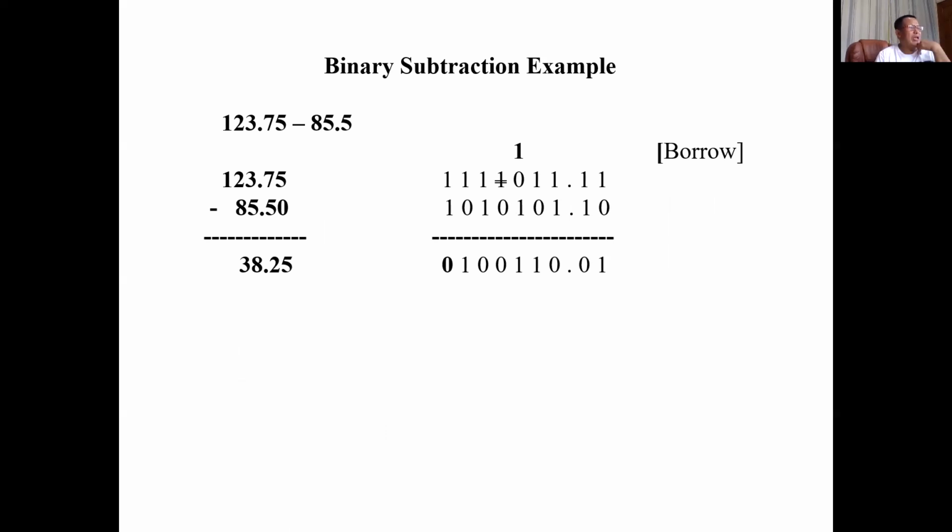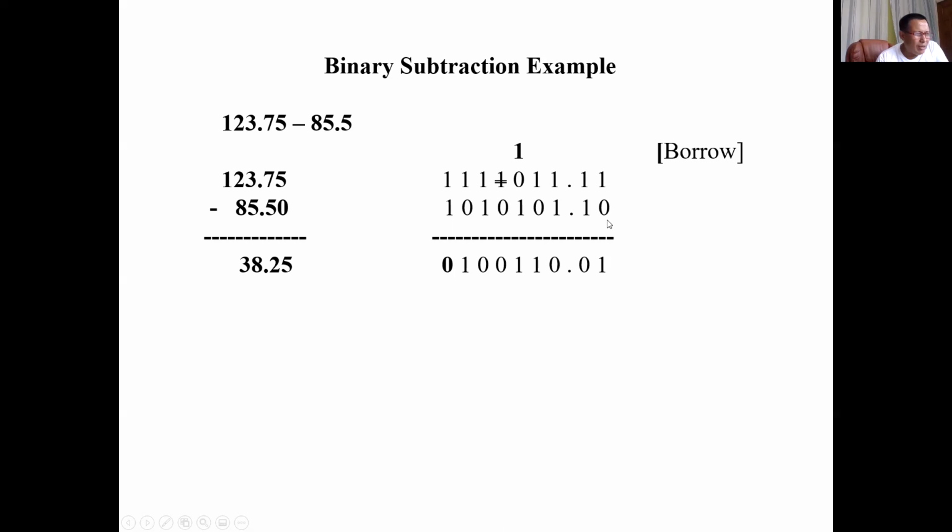Subtraction in binary. For example, we have 123.75 minus 85.5. This is the representation of 123.75. You can convert this yourself, but the 0.75 is accurate because the first one is a 0.5, the second one is a 0.25. So this is a 0.75. Now the subtrahend, 1 0, means 1/2. So it's a 0.5. So how do you subtract this?